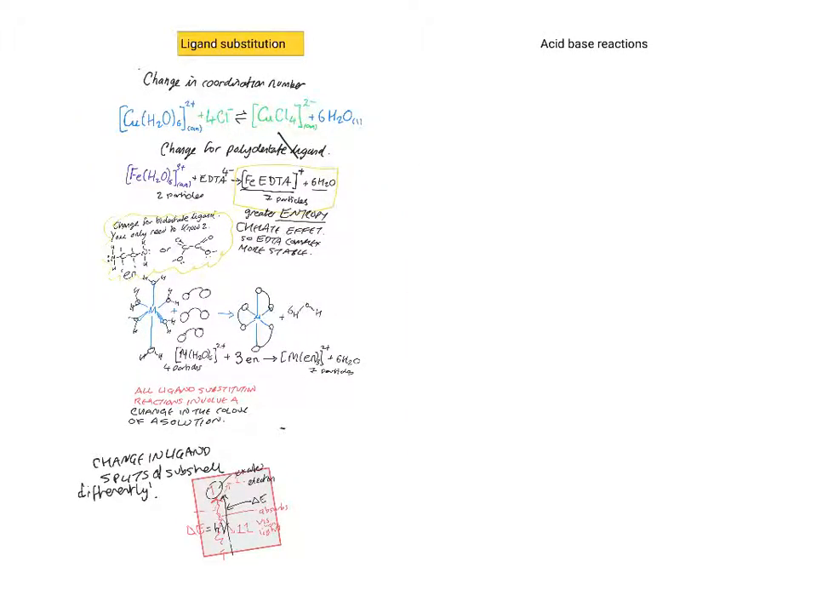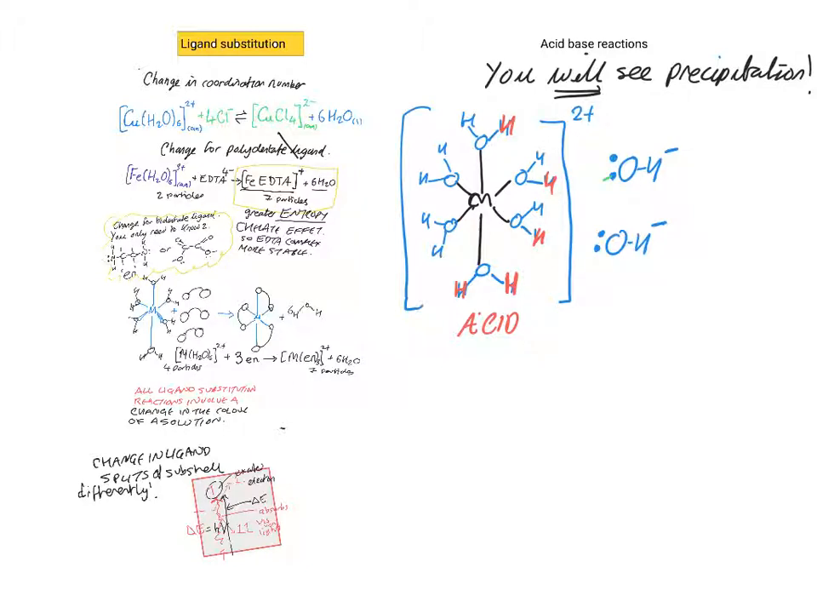Let's now look at acid-base reactions as opposed to ligand substitution. In this case, the hydrated transition metal ion will behave as an acid. And you will see precipitation if, when the acid reacts with a base and protons are lost, the overall complex loses its charge. It will lose a 2+ charge, and the 2 hydroxide ions will remove 2 protons. It's not a ligand substitution. You are not breaking the coordinate bonds.